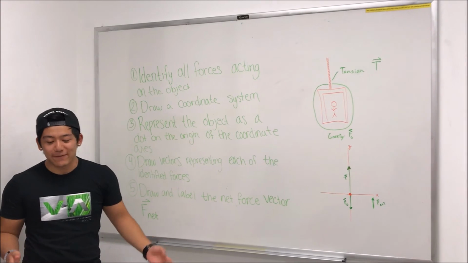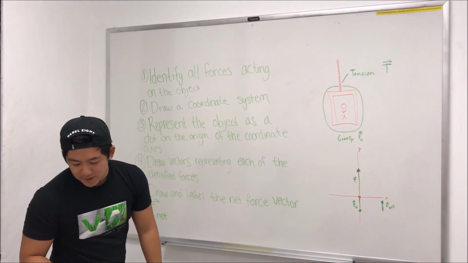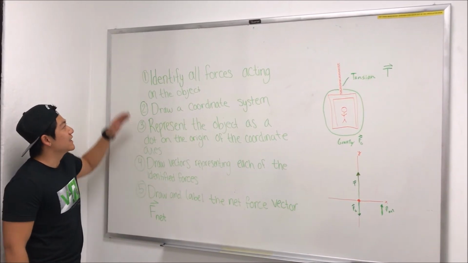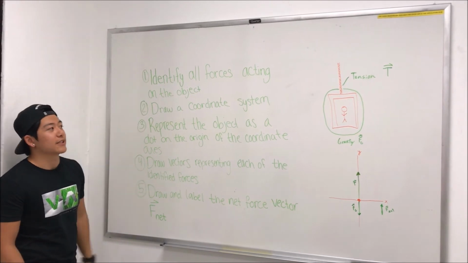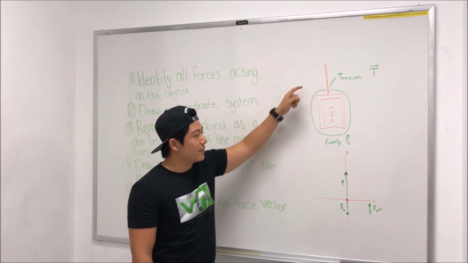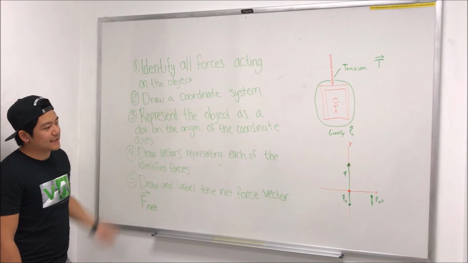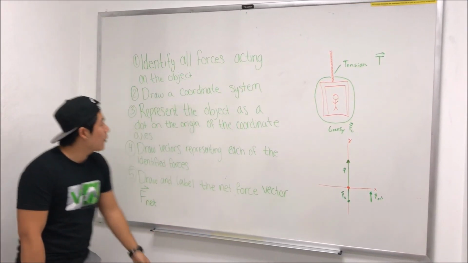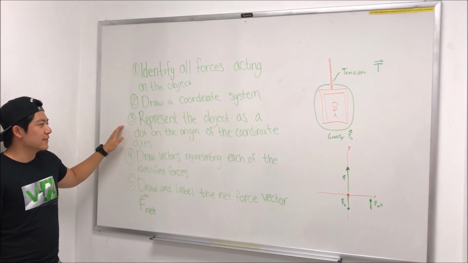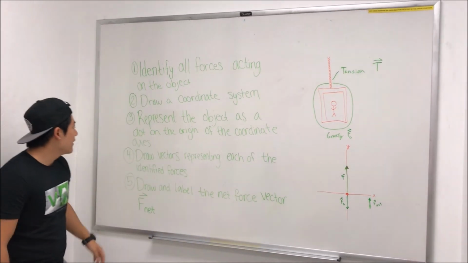Alright, now that we know how to identify forces, let's take a look at this problem. An elevator suspended by a cable speeds up as it moves upward from the ground floor. The first step we want to take is to identify all the forces acting on the object. In our picture right here, we identified the tension of the cable and gravity, which is pulling down. Next, we want to draw a coordinate system, just like this, the x and the y. The third step is to represent the object as a dot on the origin of the coordinate axis, which is that orange dot right there.